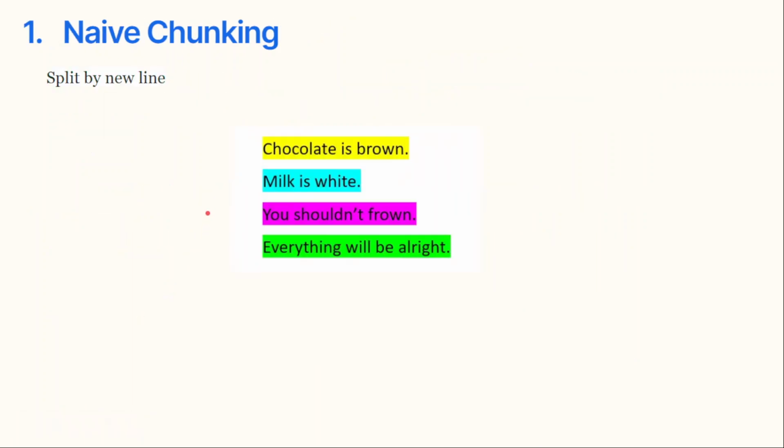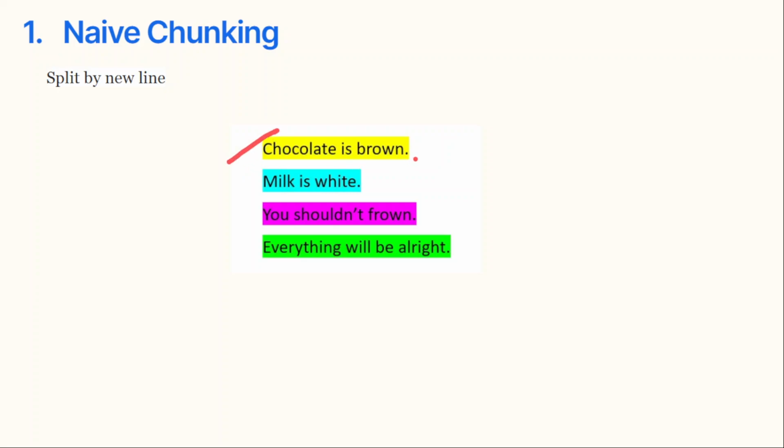Now let's move to the types. The first chunking strategy we are going to look at today is called naive chunking. So what is naive chunking? Naive chunking is nothing but splitting the data line by line.